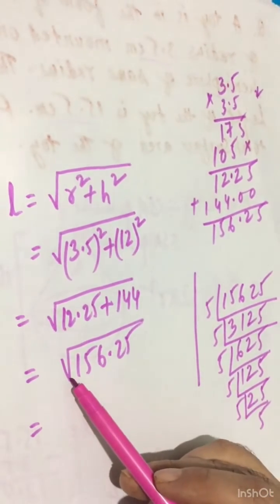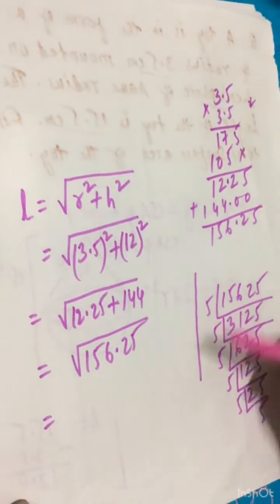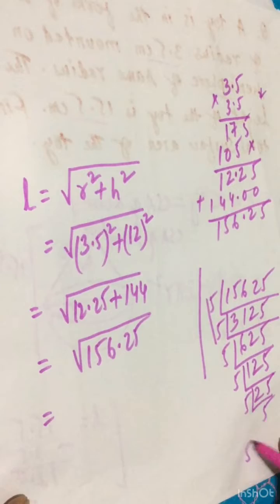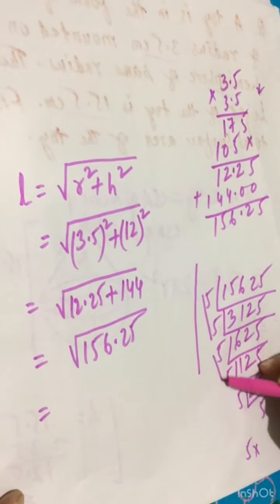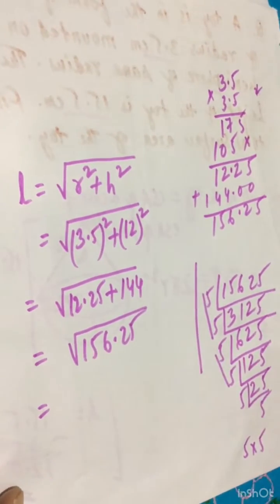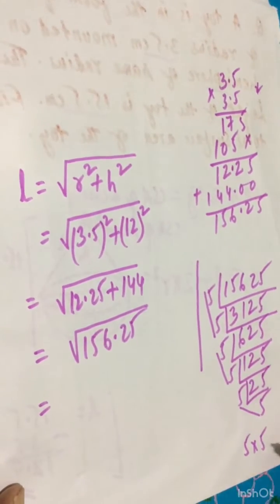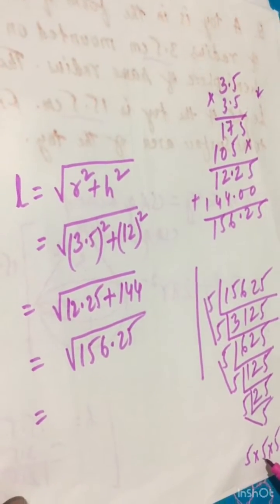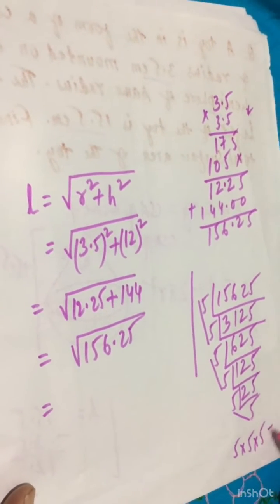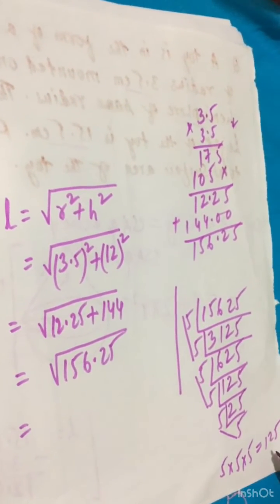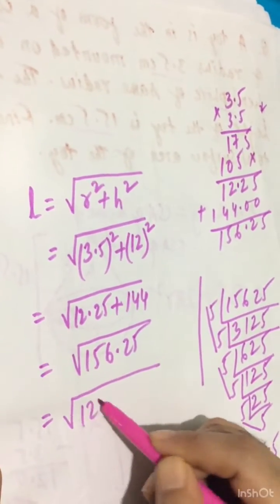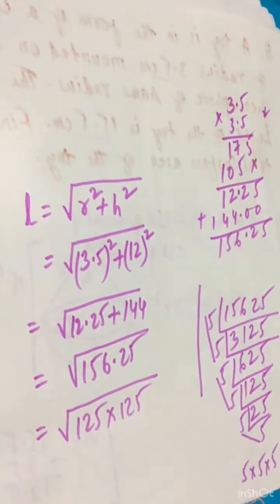So when we say square root, we understand that out of 2 numbers, 1 will come out. So out of 2, 1 is out, out of 2, 1 is out. That means 5 5s are 25, 25 into 5 is 125. That means 125. So I can write now like this, 125 into 125.